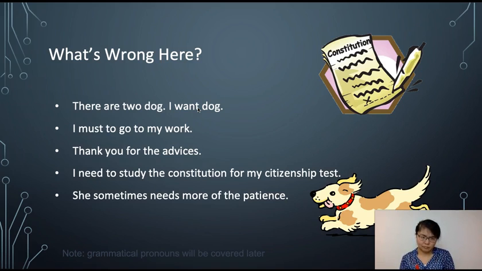And then, thank you for the advices. Again, non-count nouns are typically not pluralized. Then, I need to study the Constitution. This is a simple capitalization error. It's pronounced exactly the same, but because Constitution is a proper noun, it's very special and needs the capital C. And then lastly, she sometimes needs more of the patience. Again, since patience is a non-count noun, it's an abstract concept, we do not quantify it or specify the patience. So, yeah, thank you.